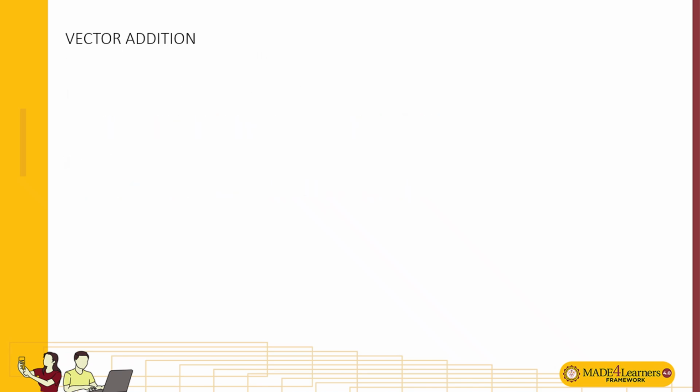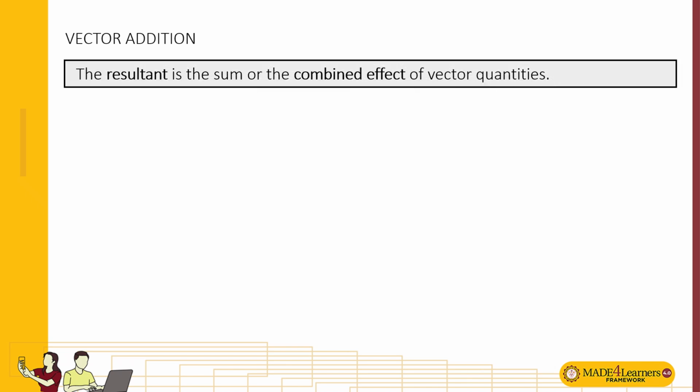So when we add two or more vectors, you're getting the combined effect, or what we call the resultant of the vector quantities. So in laws of motion, for example, we're going to get the summation of forces that are acting on an object to see if the object will move, or will accelerate, or will stop, etc. So we need to know the concept of vector addition.